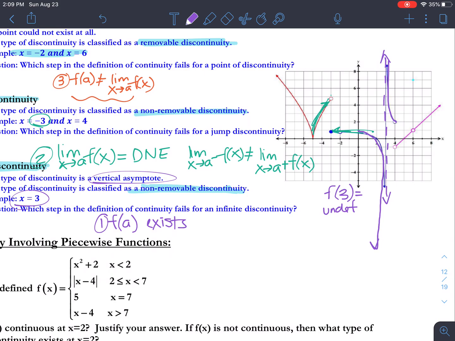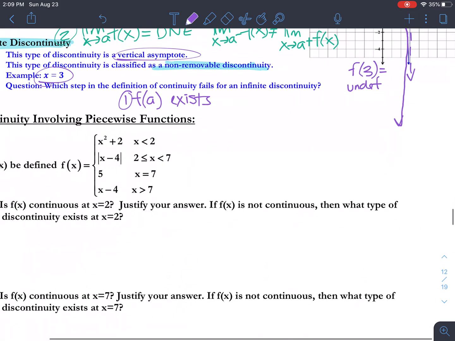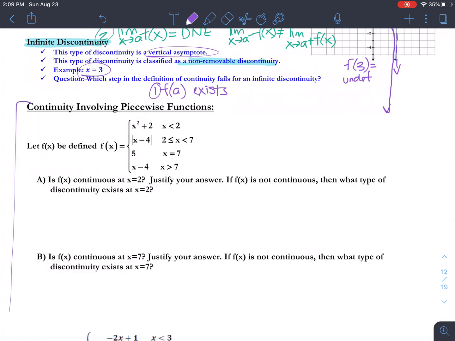Okay, we're going to look at one more problem here, and then we'll save making functions continuous for class. So take a look here at problems A and B. We're just going to finish this up. Now notice we don't have a graph, but we do have this piecewise function. So we have a lot of info, but we don't have that visual. So we will have to do some plugging in and figuring out what's going on. Okay, so is f of x continuous at 2? Justify, that's that 3-step situation that we've been talking about. So let's take a look here.